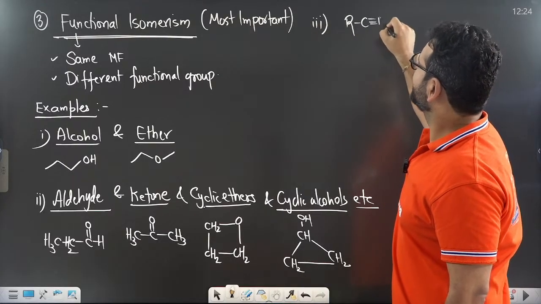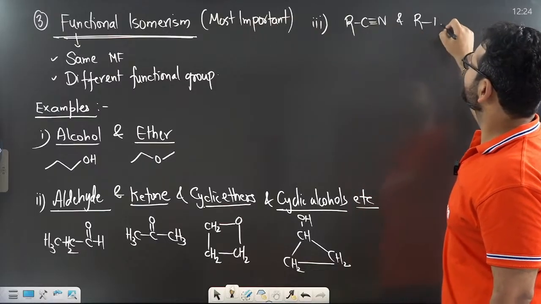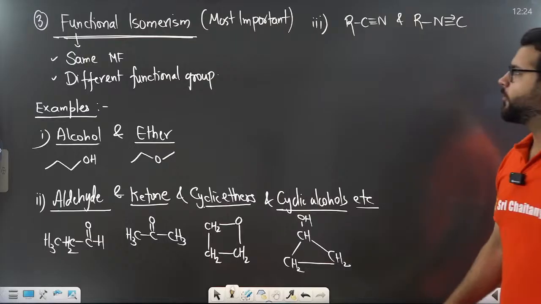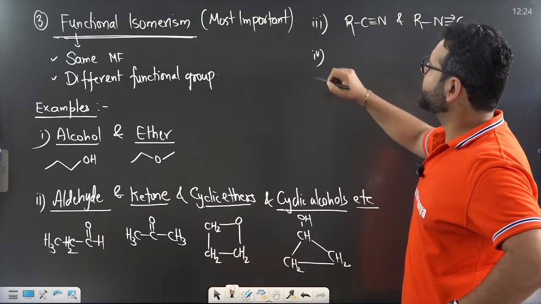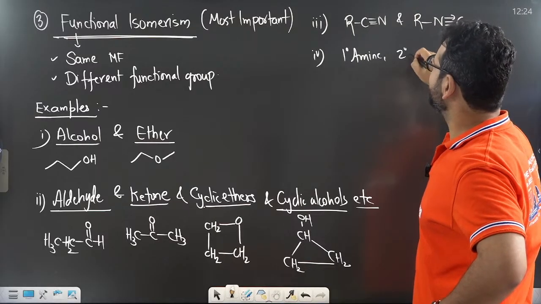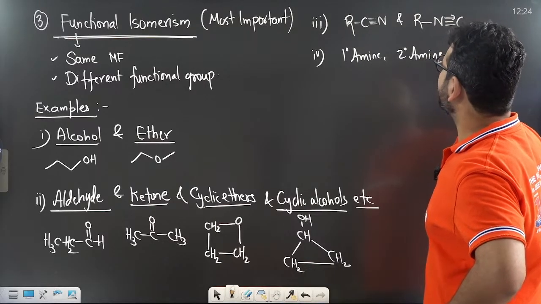RCN and RNC will also show this, all of you can see. RCN and RNC will also show functional isomerism. The 4th one you can mention: primary amine, secondary amine, and tertiary amine.